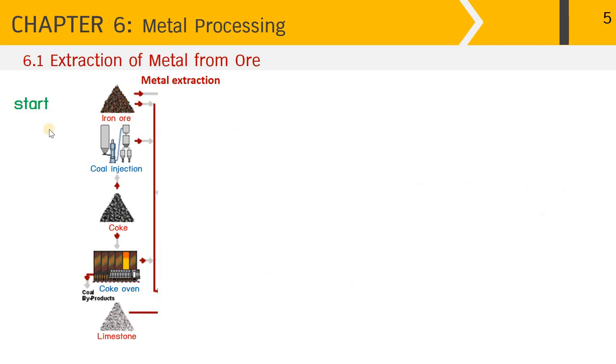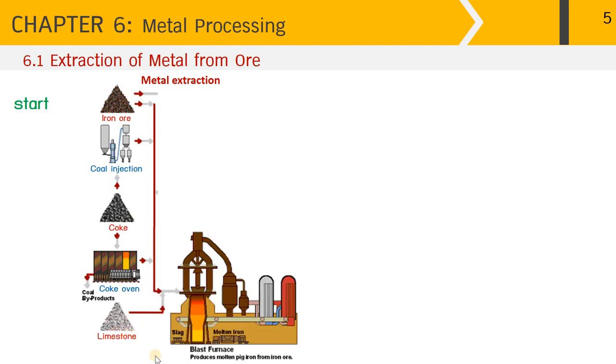Now let's get back to the start, the metal extraction. We have 3 important raw materials, namely iron ore, coke, and limestone. All three raw materials will be charged into the so-called blast furnace. The blast furnace will produce the molten pig iron through the casting process like this.